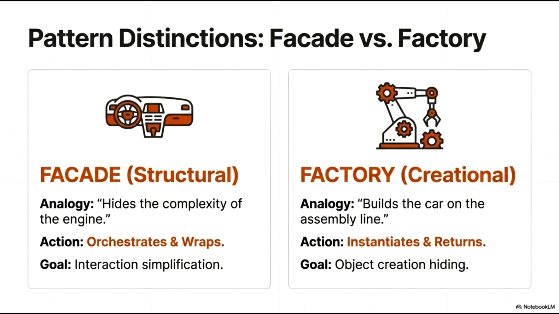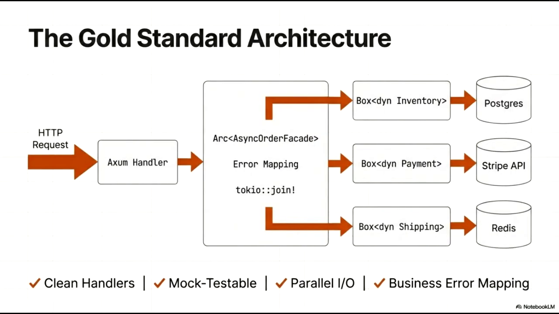The facade and factory patterns serve distinct roles within software architecture. The facade pattern is classified as structural and can be compared to a car's dashboard. Just as a dashboard hides the complexity of the engine, a facade orchestrates and wraps various subsystems to simplify how a client interacts with them. Conversely, the factory pattern is creational and operates like an assembly line. Its primary action is to instantiate and return objects, with the ultimate goal of hiding the complexities of object creation from the user.